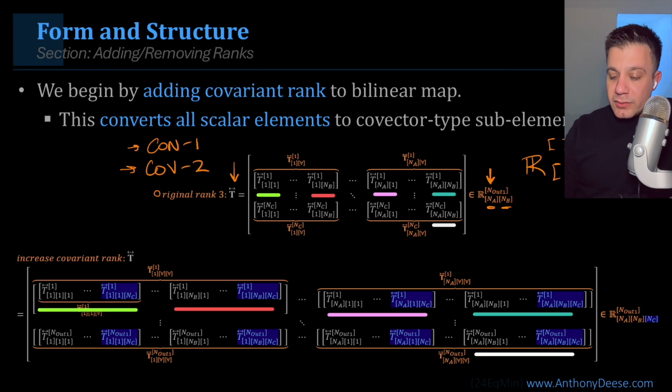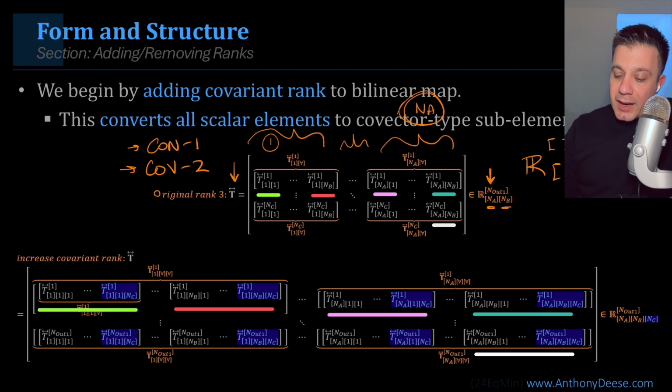So the first covariant rank tells us whether we're in the first group or the second group or the last group. The last group is group NA. Then the second covariant rank tells us which element we are within here. Okay, and that would range from 1 to NB. Now, we've covered this structure already. So what happens when we increase the covariant rank by 1?